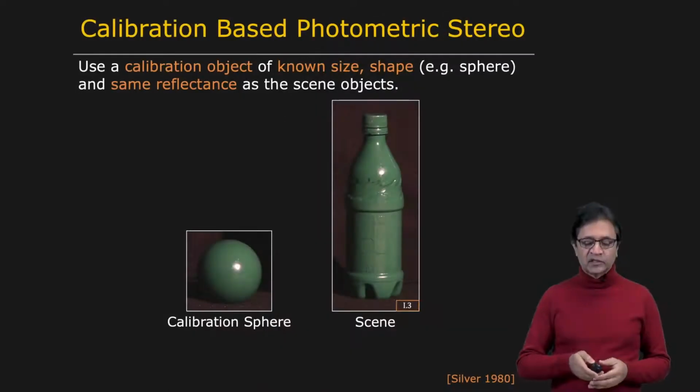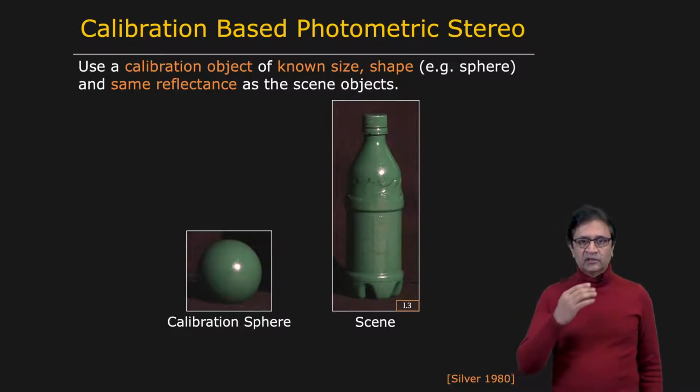However, we have access to the material. This is often the case with things like plastics or with paints that are sprayed on various manufactured objects. So in such cases, we can actually build an object of known shape with the same material and use it as a calibration object to apply photometric stereo to the object of unknown shape. And that's what we call calibration-based photometric stereo. This is a data-driven approach.